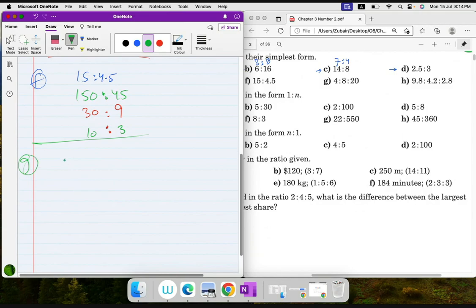G part. 4 ratio 8 ratio 20. Well, 1 ratio 2 ratio 5. Repeat that. 1 ratio 2 ratio 5. So 1 ratio 2 ratio 5. 4 goes in 1 time, 4 goes in 2 times, 4 goes in 5 times. Very good.